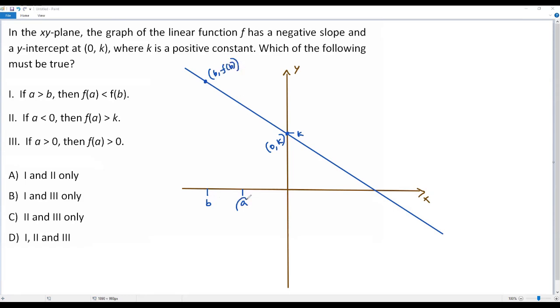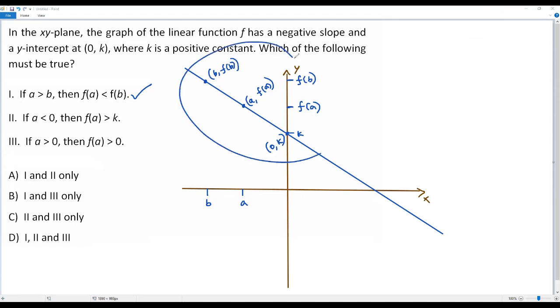Now let me get the point corresponding to this value of x, that is a. Here we can mark the point, the x-coordinate is a, and to get the y-coordinate we have to plug this value a into the function, then we get f of a. Corresponding to this point, the value on the y-axis is the y-coordinate, that is f of b. Corresponding to this point, the value on the y-axis over here is the y-coordinate, that is f of a. Here on the y-axis, f of a is below f of b, so clearly f of a is less than f of b. That is, if a is greater than b, then f of a is less than f of b. So the first statement is correct.